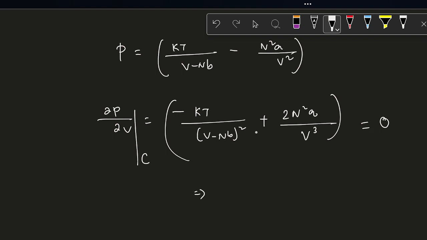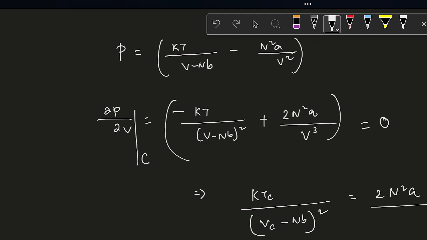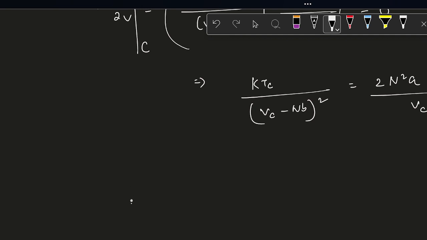That means this t and v, all these will be expressed in terms of tc and vc now, because you are sitting at the critical point. So this will give you that k times tc over vc minus nb whole squared equal to, because the right hand side is 0, 2 n square a by vc cube. So this is your equation number 2, let's say.